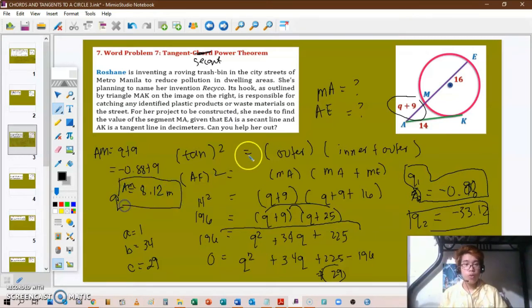So there you go. MA is equal to 8.12 meters, and AE is going to be equal to 8.12 plus 16, because we have ME equal to 16. So 8.12 plus 16 is going to give us 24.12 meters. So these are our answers for this given problem right here.